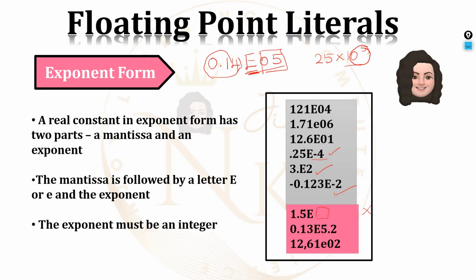Now the next one, E5.2. So the exponent is a real number. This is not valid. Here in the mantissa you have a comma, which is not valid. So these are the valid and invalid floating point literals.